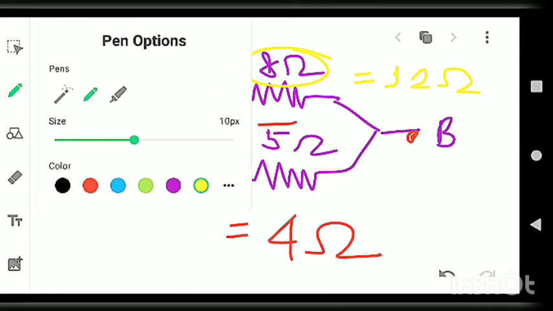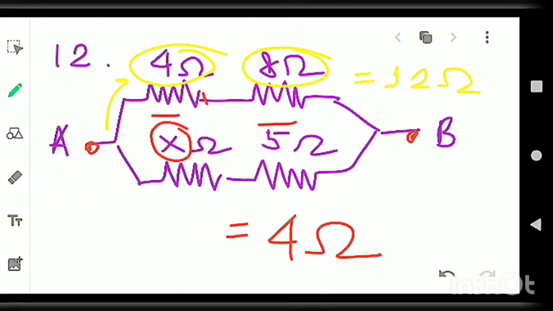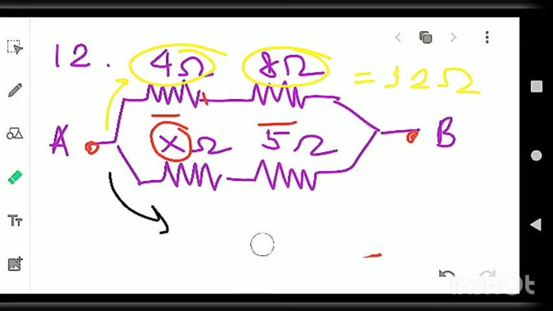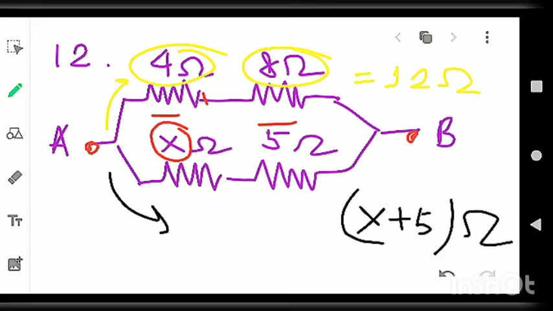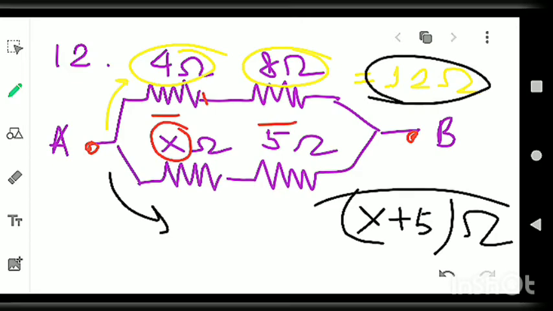And the lower portion is a little bit different. Lower portion is X ohms and 5 ohms. So the lower portion gives us X plus 5 ohms. Clear? So upper portion gave us 12, lower portion gave us X plus 5.